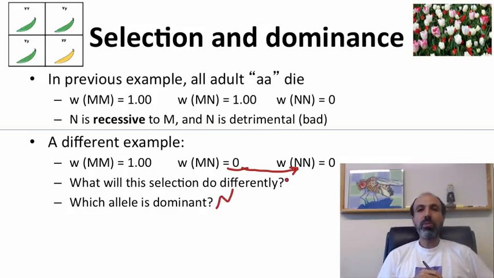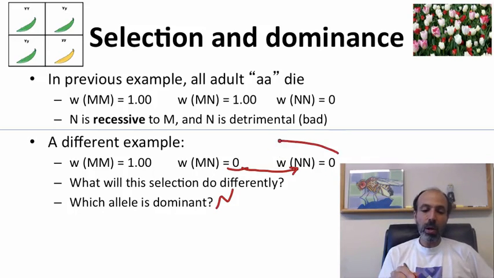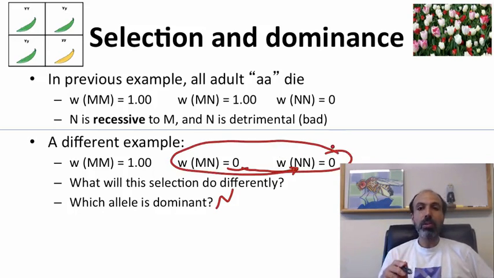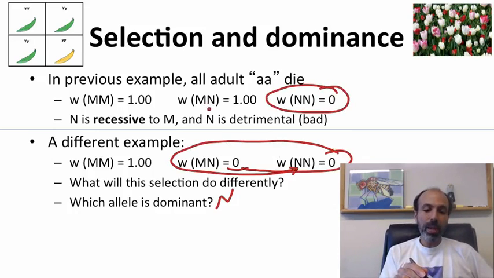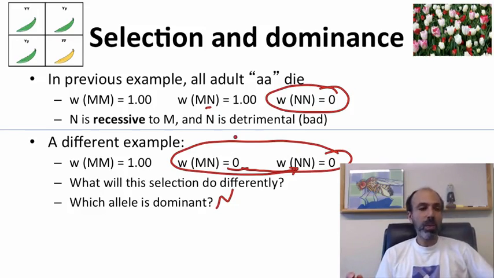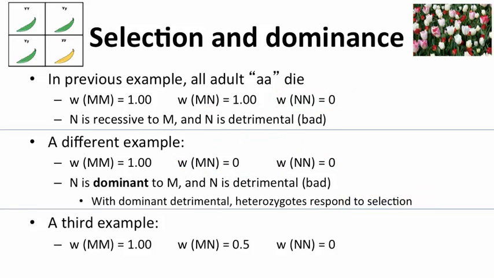And what will selection do differently? Well, we might guess in this case that selection will actually be much more quick, because in this case, you're eliminating all N's from the population at once, instead of just a subset of N's from the population. Here, some N's are sheltered. Here, no N's are sheltered. They are all exposed to natural selection. So, with a dominant detrimental, the heterozygotes will also respond to selection. Okay? Now let's do a third example.